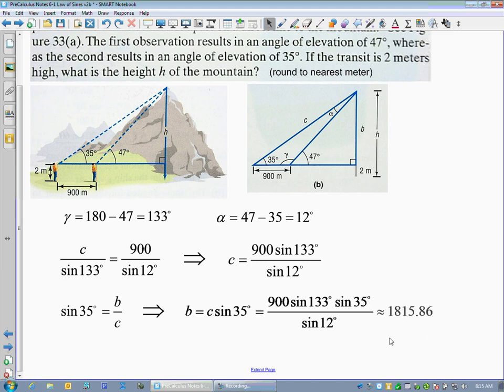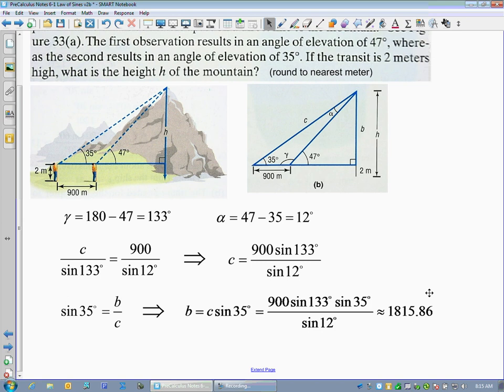And now this is where you do have to be careful, though, because when solving problems, especially word problems, your first step is to make a visualization. However, your last step is to always make sure you're answering the question being asked. Notice how we figured out the length of B, but that's not actually what the question is asking. They want to know what is H, the height of the mountain. Notice here how H is B plus that 2-meter transit.